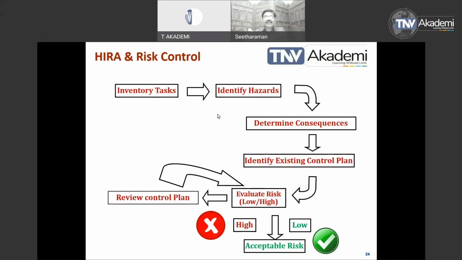Suppose you find that after filtering through the control plan, the risk is still high as per our rating mechanism. Then it is not an acceptable situation. We have to review the control plan. The current existing control plan has to be reviewed, so that this process goes on in cycles till the risk becomes green, that means acceptable risk. This is what we call hazard identification and risk assessment, and the process of risk control to acceptable levels. So this is very important in organizations.